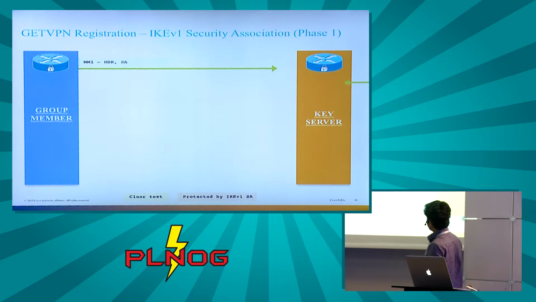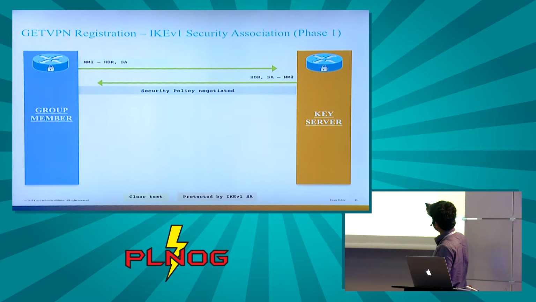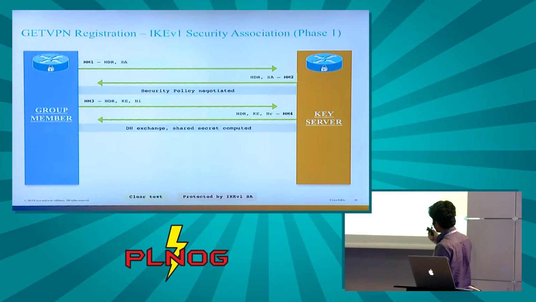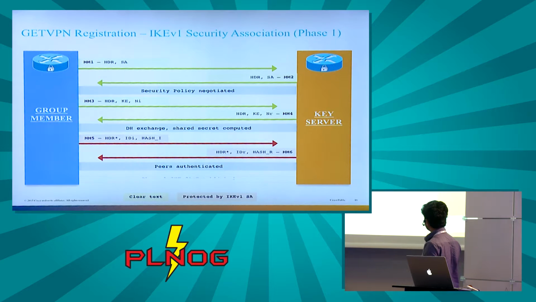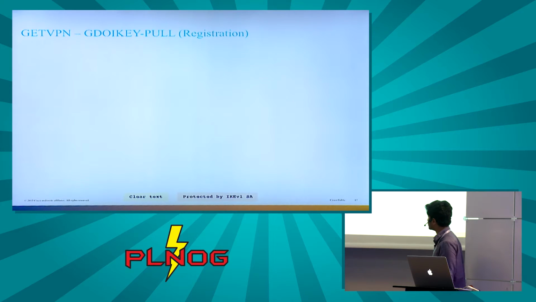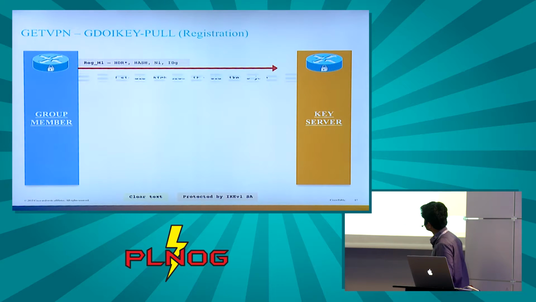Quickly, we have group member on that side, key server here. In the phase 1 exchange, the group member says which policy, the encryption algorithm and hashing algorithm to protect the phase 1 negotiation. The key server accepts it. And then we have Diffie-Hellman key exchange where the shared key is exchanged. Finally, because we have the shared secret already computed, we protect the next messages where they authenticate each other. So with this, we have the group member and the key server authenticated.